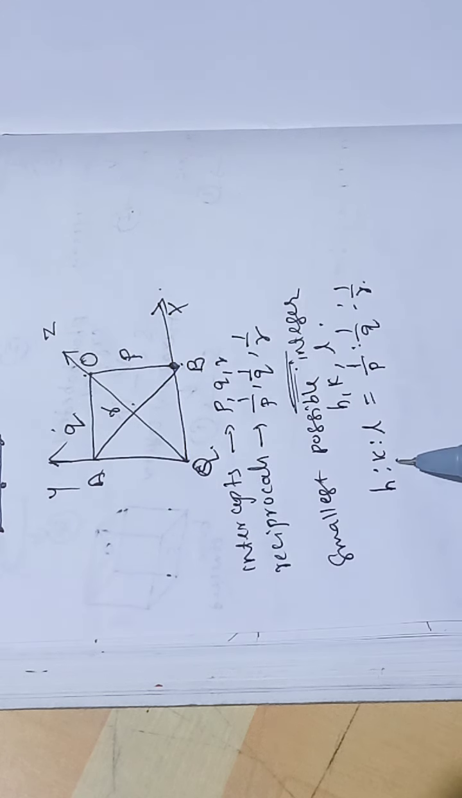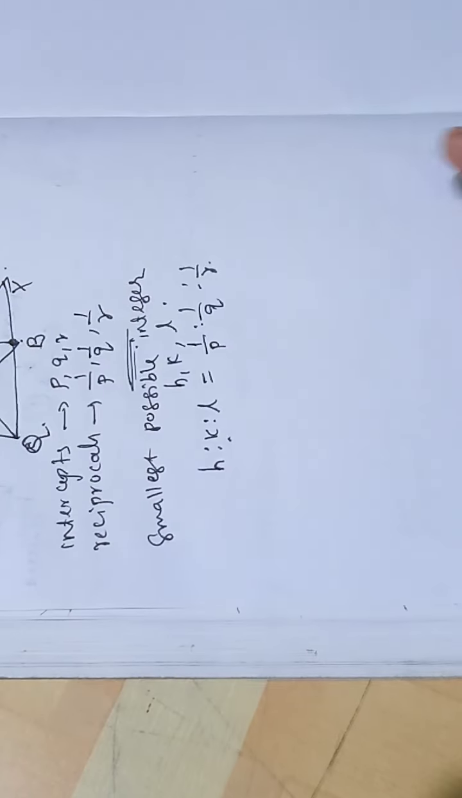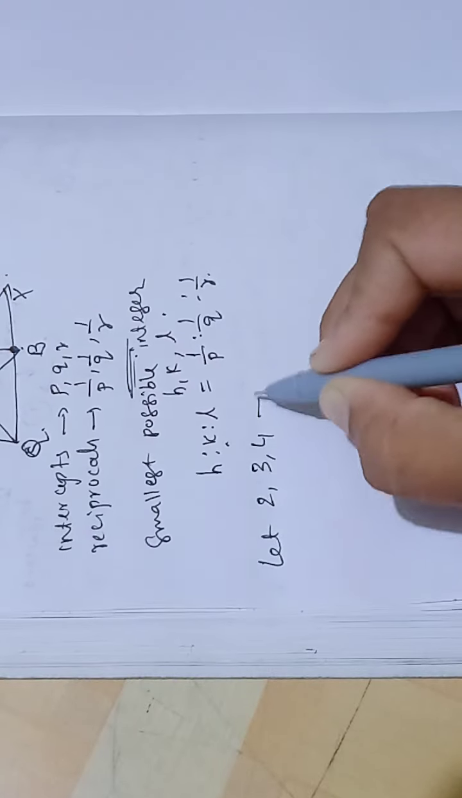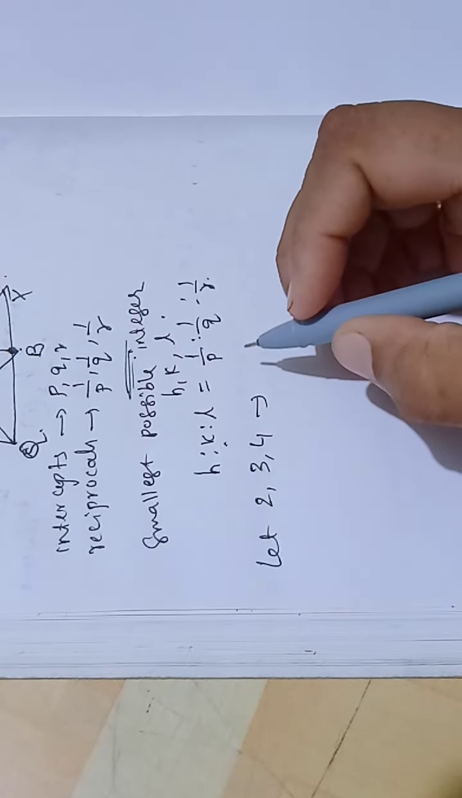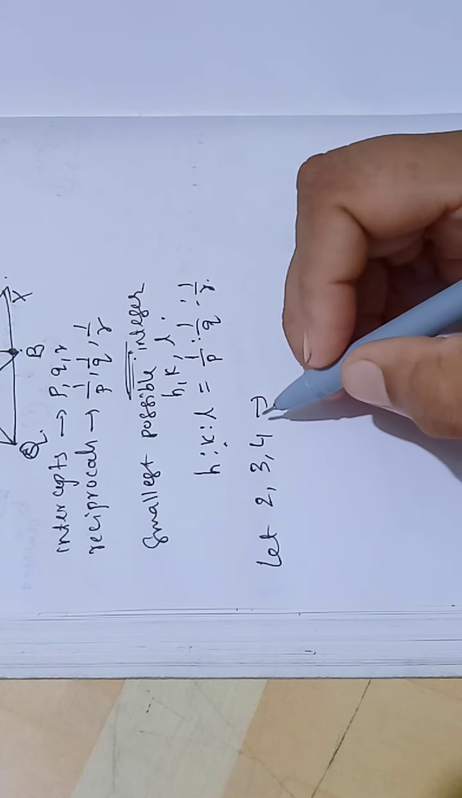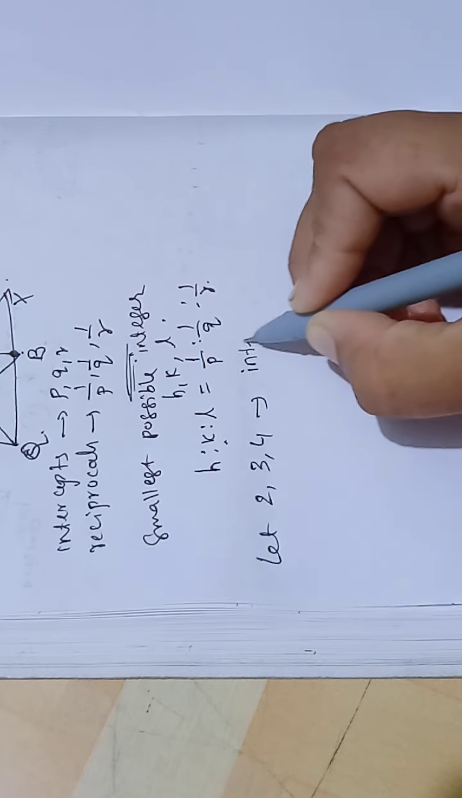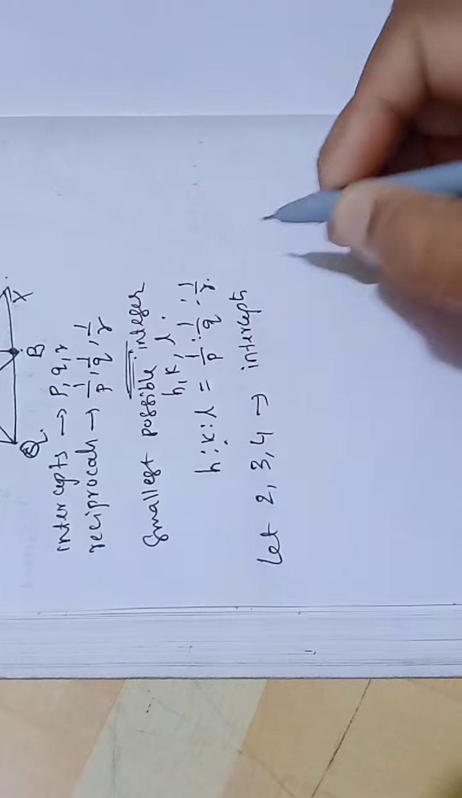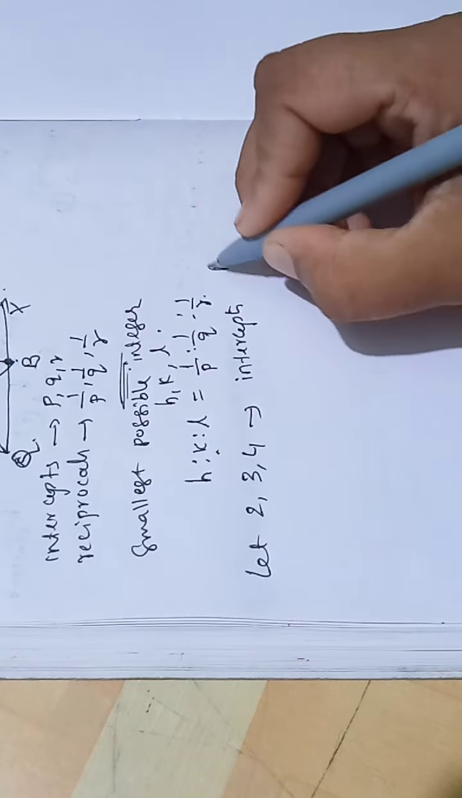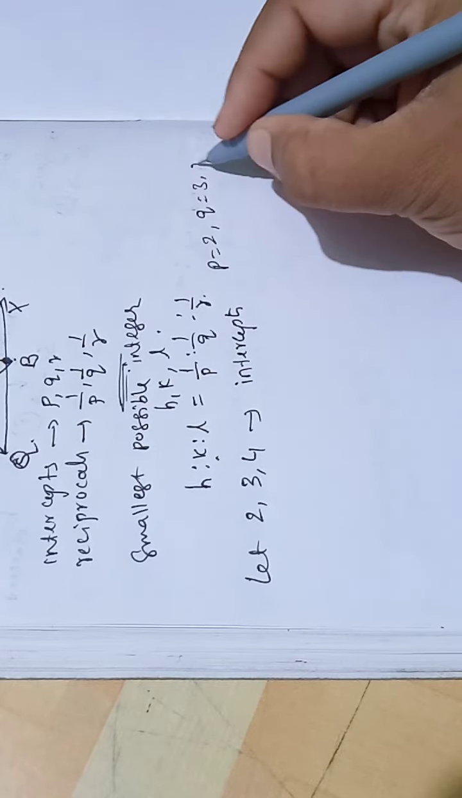Then how to find these smallest possible integers? Let us take an example. Let 2, 3, 4 be the intercepts. Listen carefully. This is most important for your entrance exam. Right? That is, we are taking p equal to 2, q equal to 3 and r equal to 4.